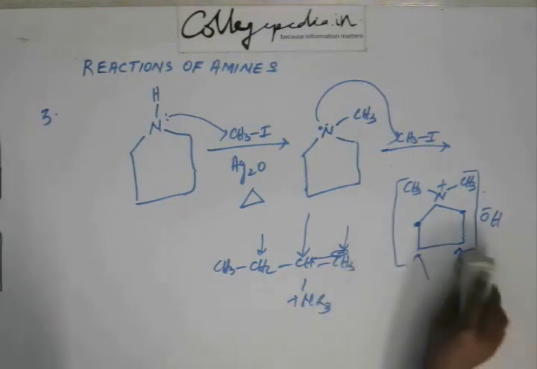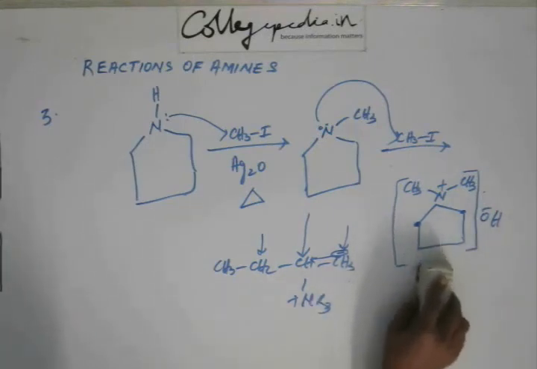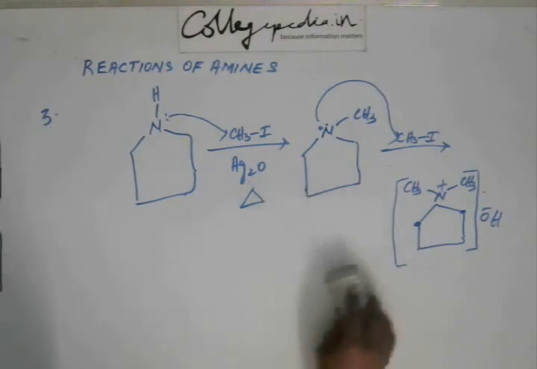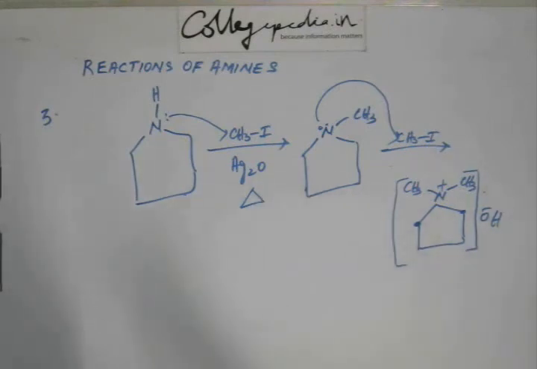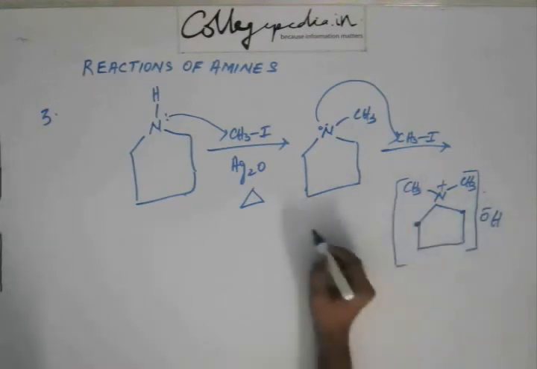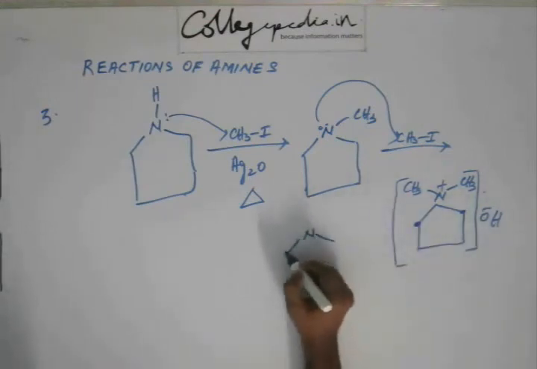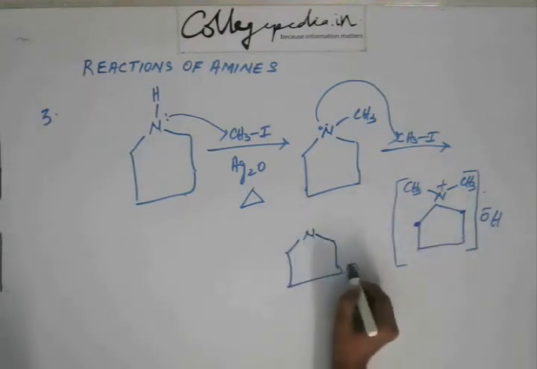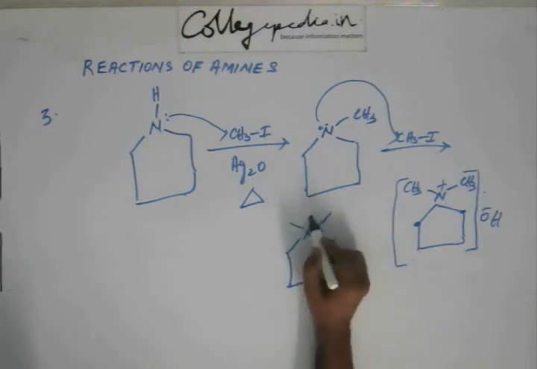So let's abstract from anywhere. We don't have to think about Saytzeff or Hoffmann. Both are Saytzeff, both are Hoffmann because it's symmetrical. So let's abstract a hydrogen from here. Suppose the base is going to abstract a hydrogen from this position. So what we are going to have, this is the negative charge, this is methyl, this is methyl.